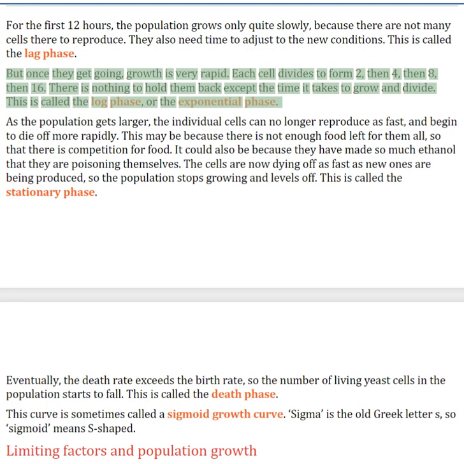But once they get going, growth is very rapid. Each cell divides to form 2, then 4, then 8, then 16. There is nothing to hold them back except the time it takes to grow and divide. This is called the log phase or the exponential phase.